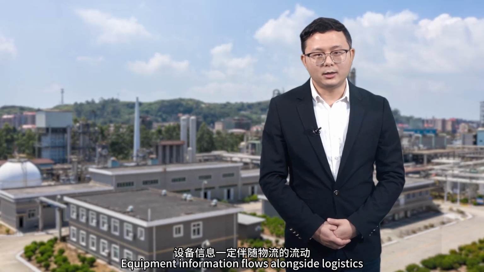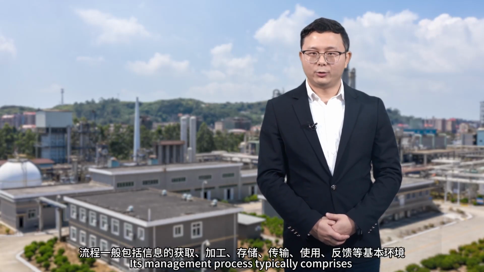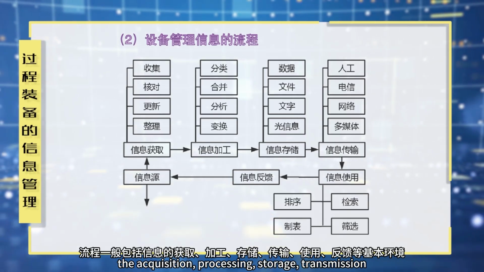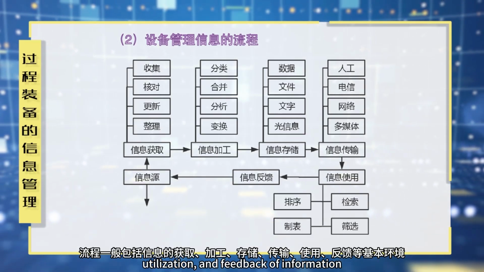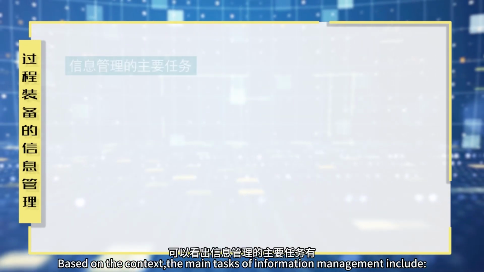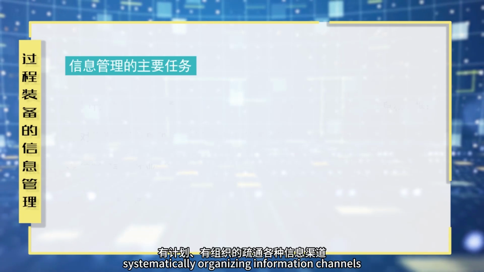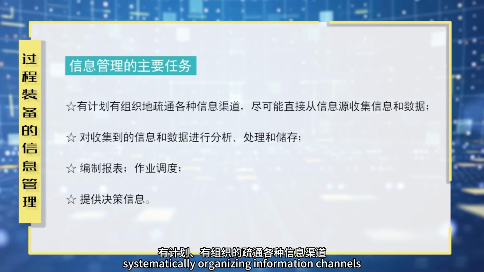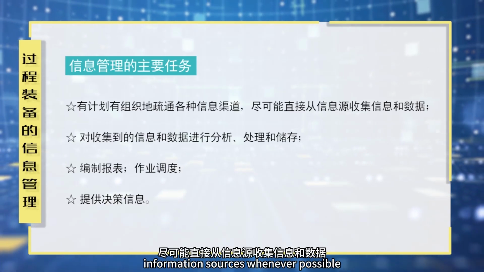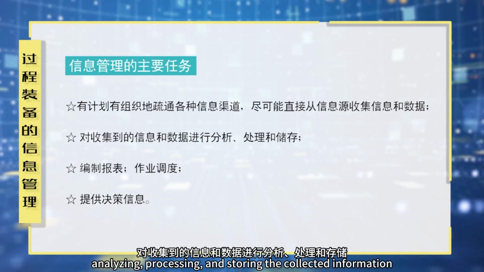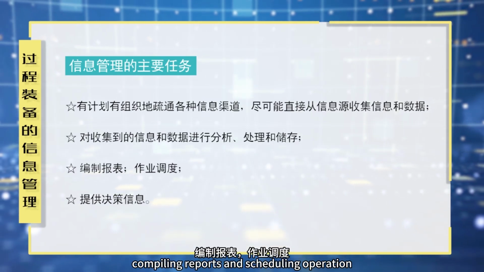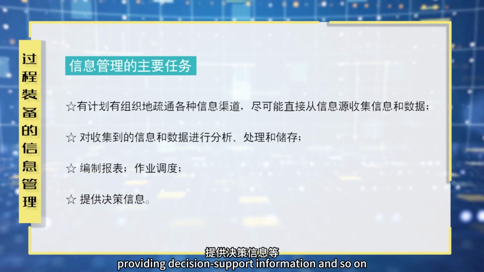Equipment information flows alongside logistics. Its management process typically comprises the acquisition, processing, storage, transmission, utilization, and feedback of information. Based on the context, the main tasks of information management include systematically organizing information channels and collecting information and data directly from information sources whenever possible, analyzing, processing, and storing the collected information, compiling reports and scheduling operation, providing decision support information, and so on.